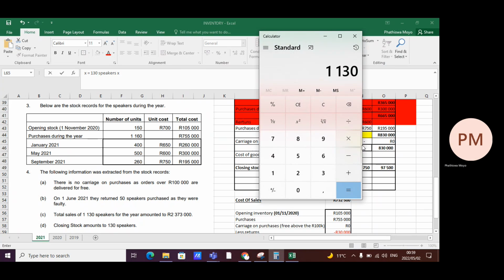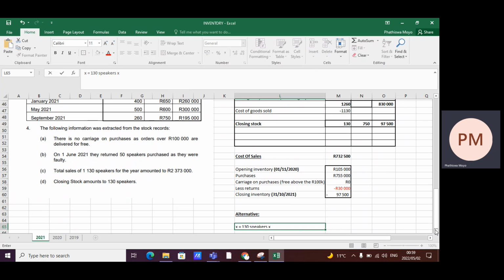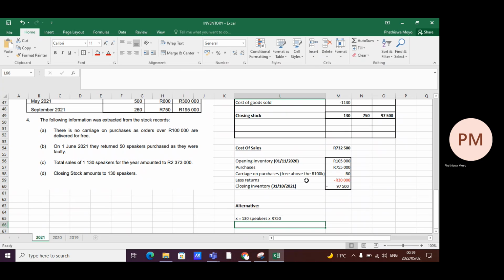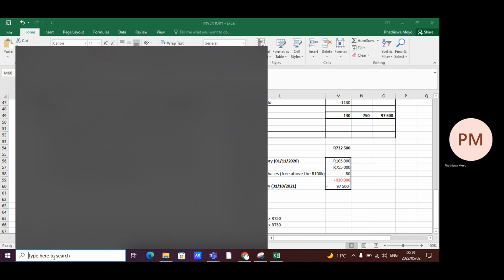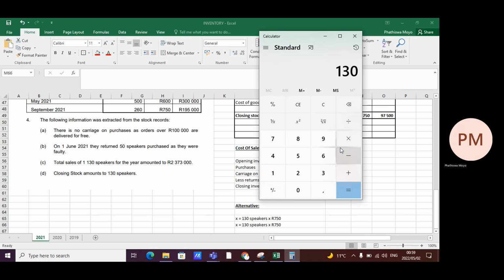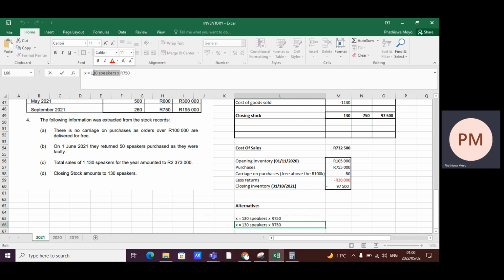1130 minus 150 minus 400, still have a balance, minus 500 is 80, minus 260. Now this is when you start having a remainder of 180. So it means the remaining stock is the last one for September. So you're going to take 750. That's less than a minute for you to figure that out. But I just need to show you the long way so that you understand how this came about. And 7,500.